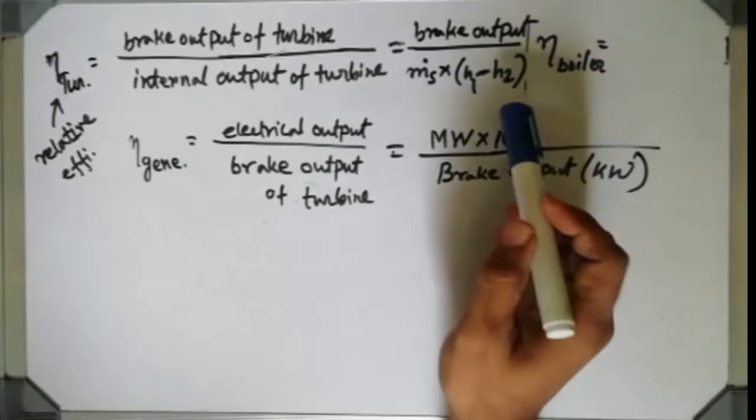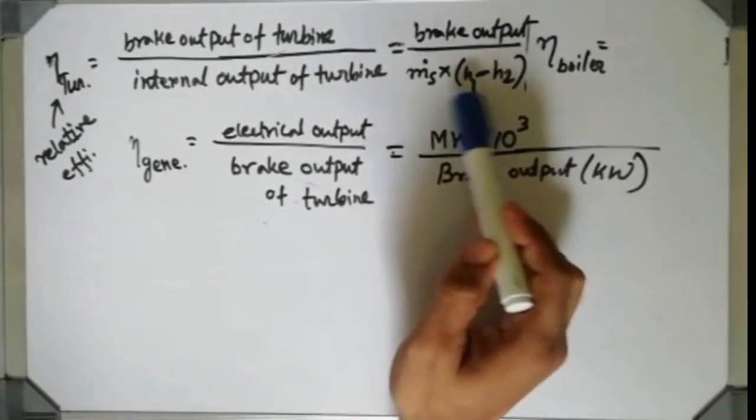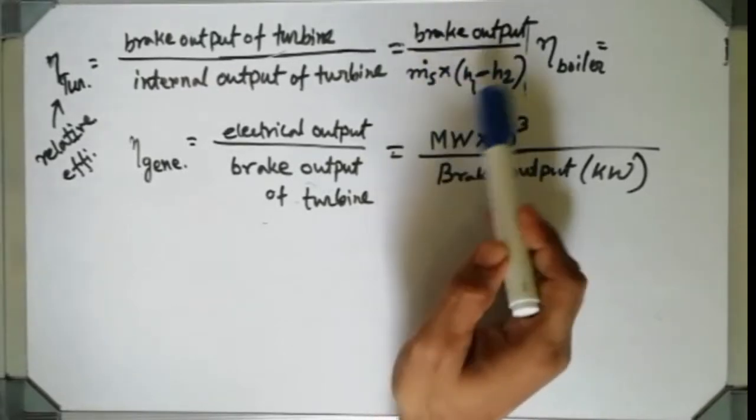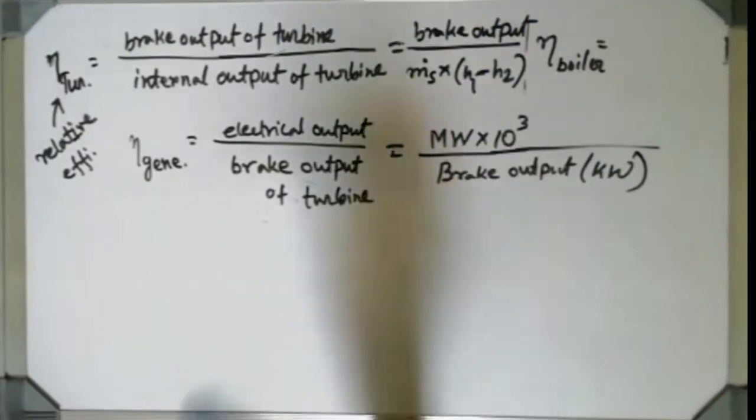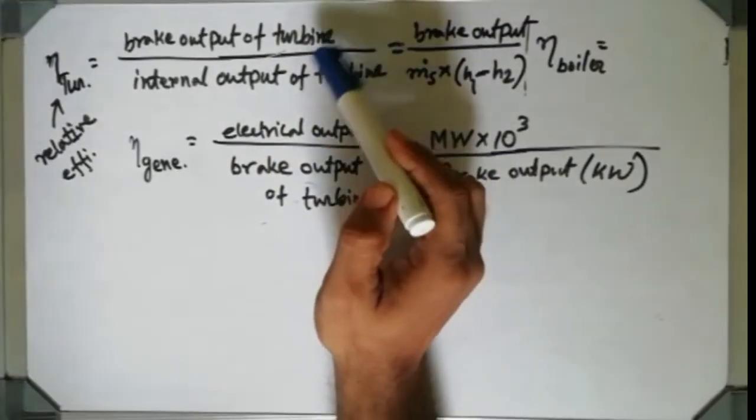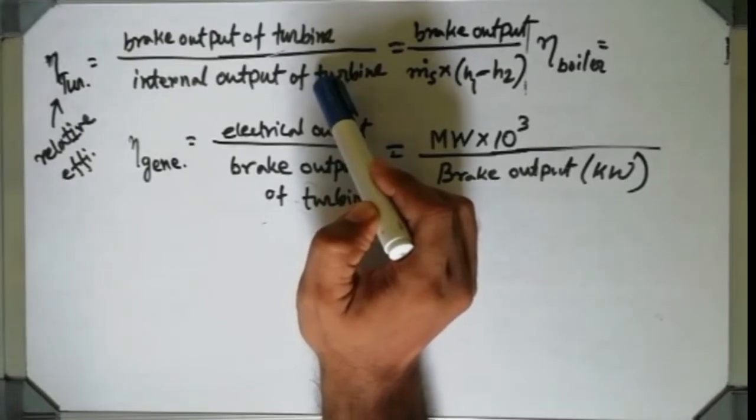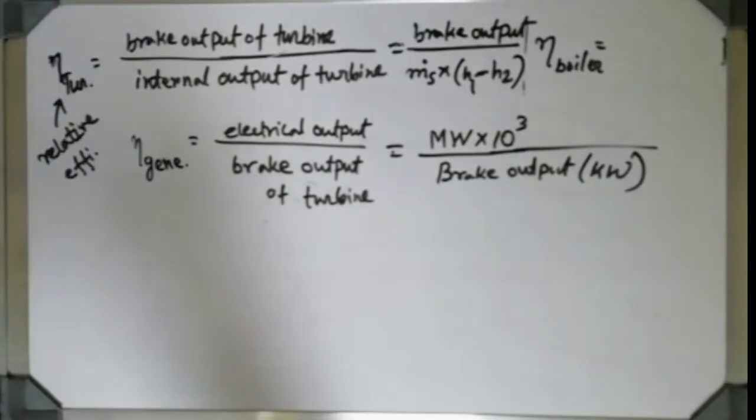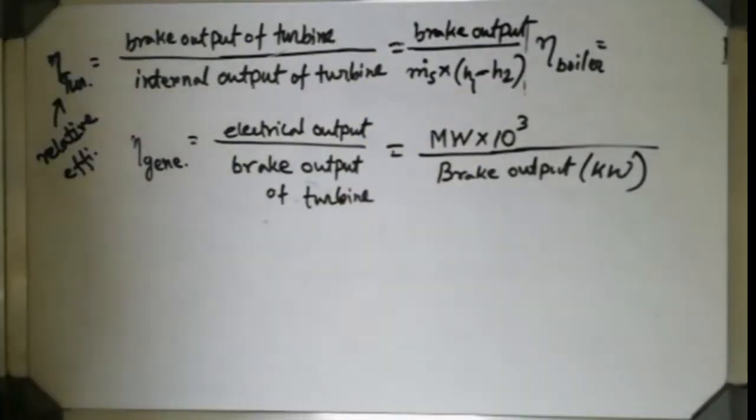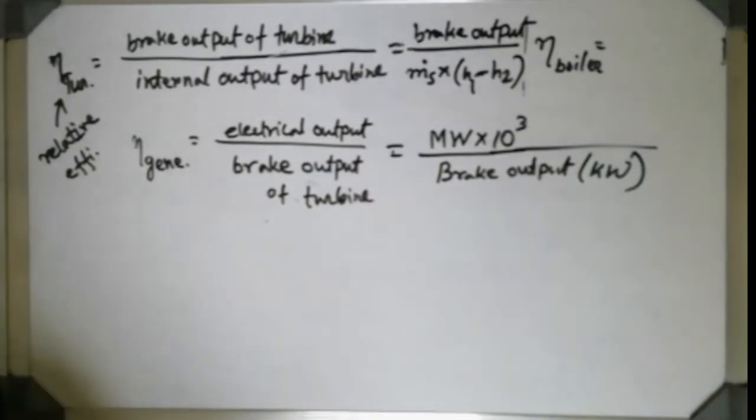That work is being completed in the turbine. That is a theoretical part. Theoretically, that amount of energy will be produced, but what is actually produced is this one, the brake output. That's why I have been repeatedly telling you that this is the actual part, that is the theoretical part, because we are finding the relative efficiency of the turbine. Relative means we have to make a comparison between ideal and actual. Understood?